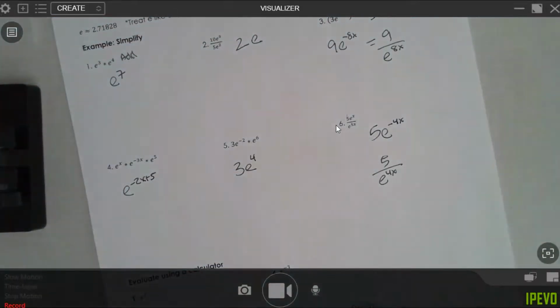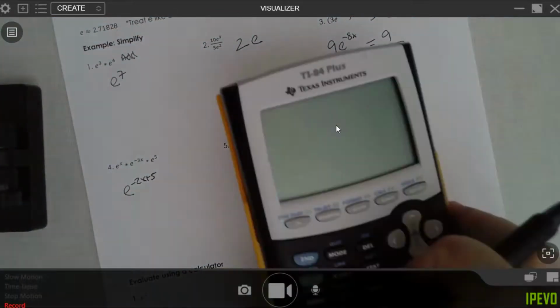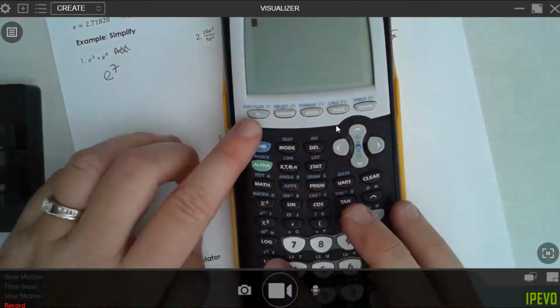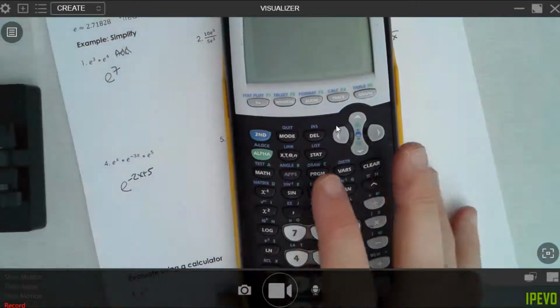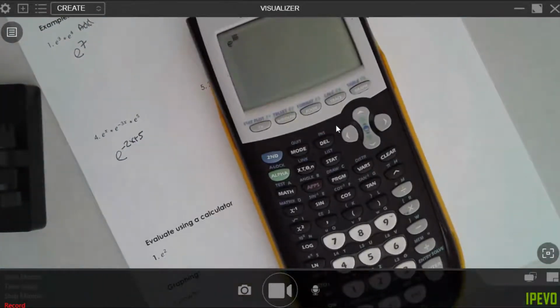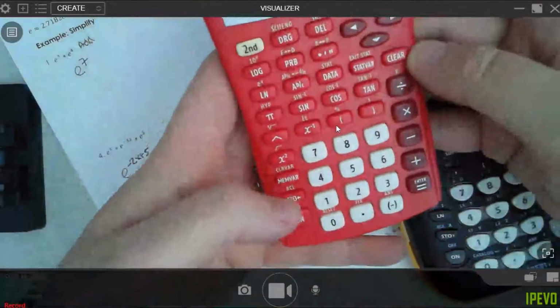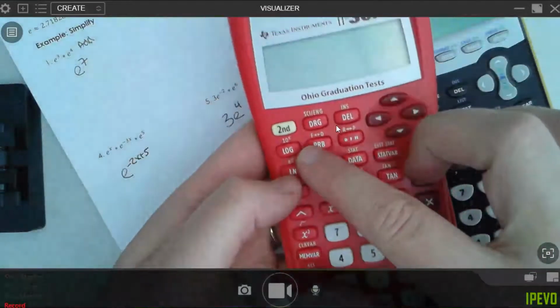So using a calculator for these, just make sure you know where your e button is. On my graphing calculator, your e button is right above your ln. It's in the same spot for the red ones. I don't think I have a red calculator up here on this video. Let me check real quick. Oh, I do. Okay. And so there's that. On this calculator here, here's the ln. So your e is right above it.